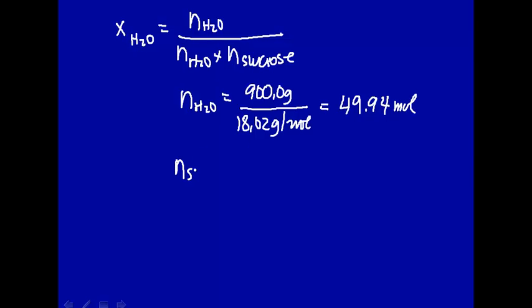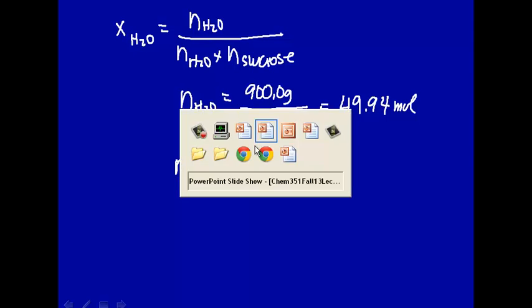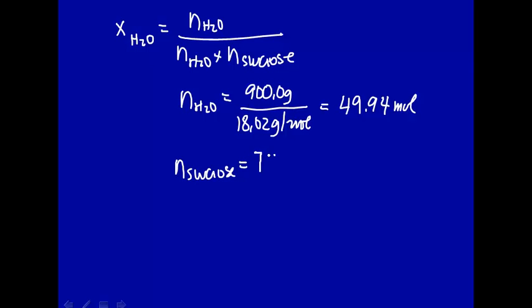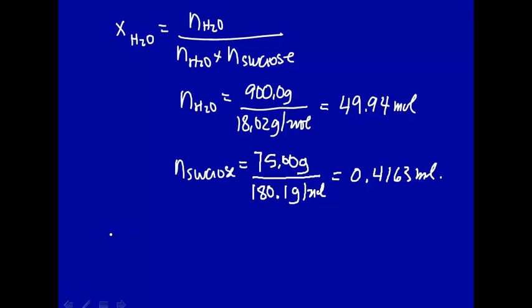The number of moles of sucrose given in the problem, what did we have for sucrose? I forgot. 75 grams of sucrose. We'll put 4 significant figures there. The molar mass of sucrose is 180.1, I think, gram per mole. So the moles of sucrose in there is 0.4163 mole.